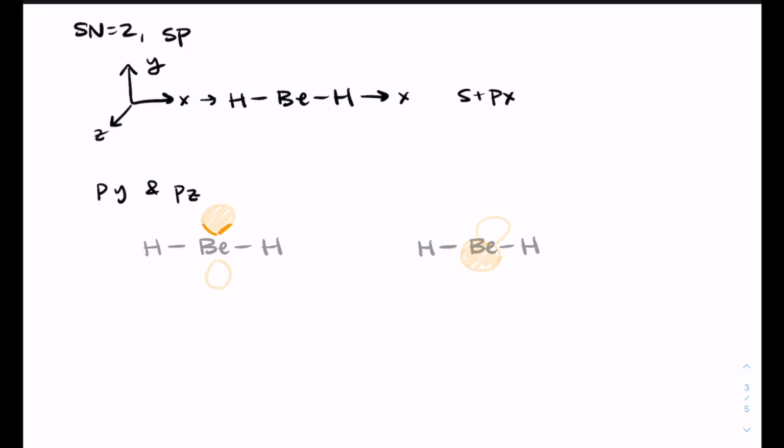And what that leaves us with is a py and a pz that were not hybridized, that are just left over on beryllium. And so that's what I have drawn, just a regular p orbital on beryllium. One of them is px and the other one is pz.